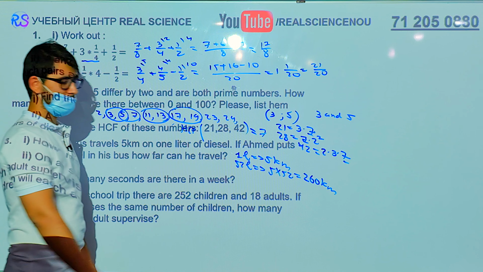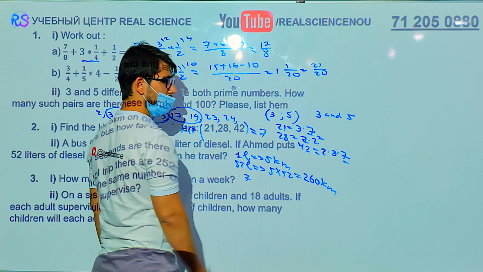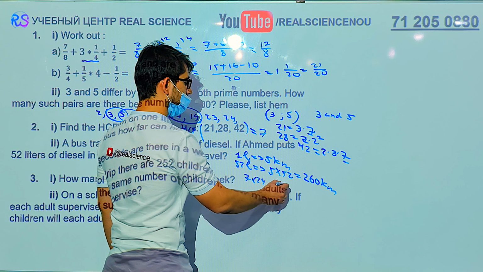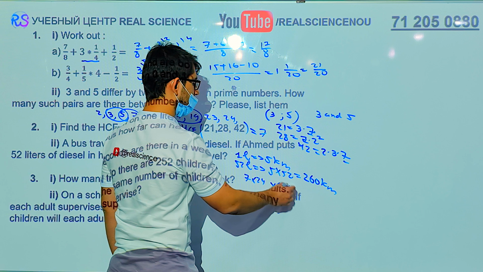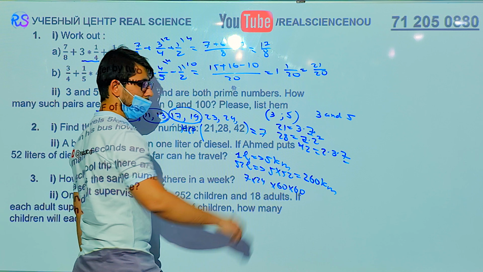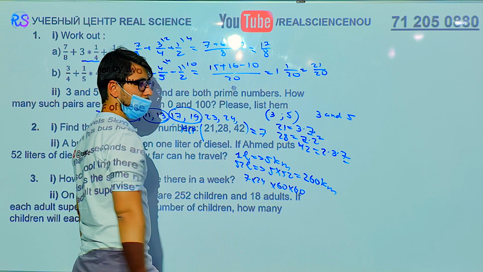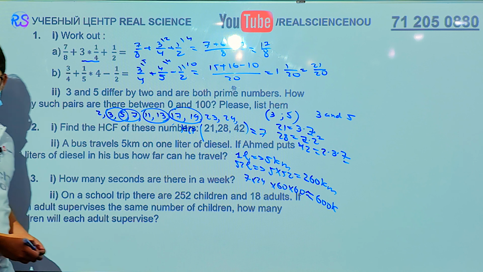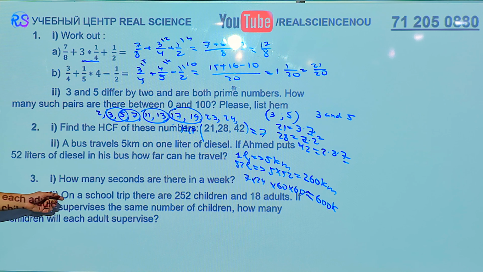So, third one, how many seconds are there in a week? Very interesting question. In a week you have 7 days, right? In a day you have 24 hours. In an hour you have 60 minutes. In 1 minute you have 60 seconds. So if you multiply, what was your answer, students? It is about, I don't know, about 600,000. Yes, that's about right.